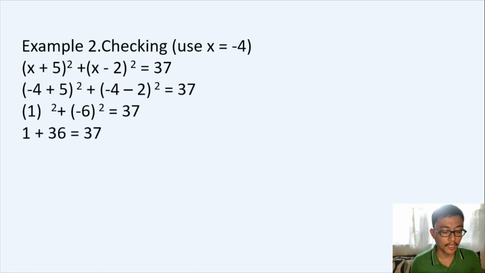Kunin lang natin yung square. So, that's 1 plus 36 equals 37. And then, 37 equals 37. Okay, so yun yung first two examples if the given equation is not yet in standard form.